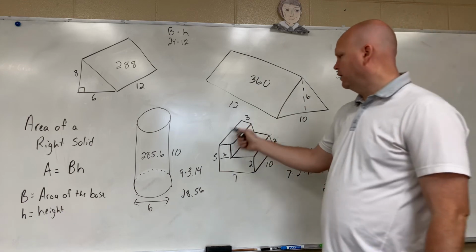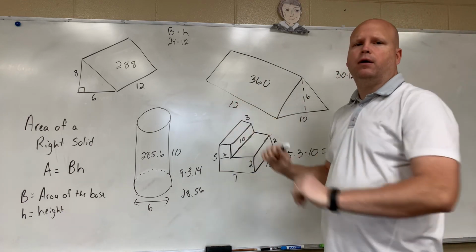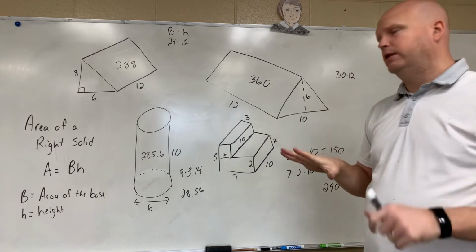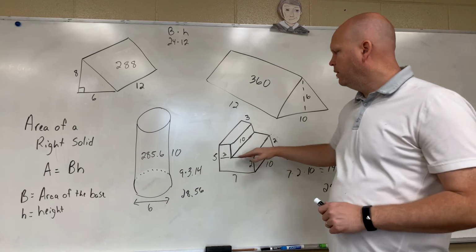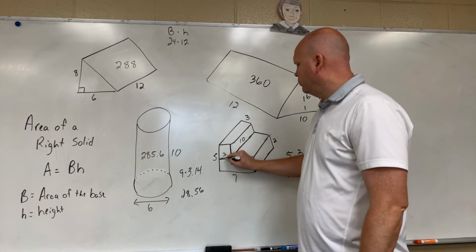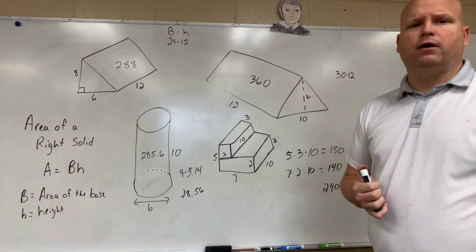So to find a complex figure like that, you break it apart, just like we did when it was a flat area. And we made it into different shapes. We just take this and make this into a right solid, and then the bottom portion down here into one, and add them all together. And that's how you find the area of right solids.